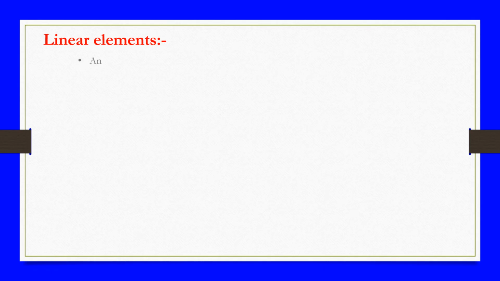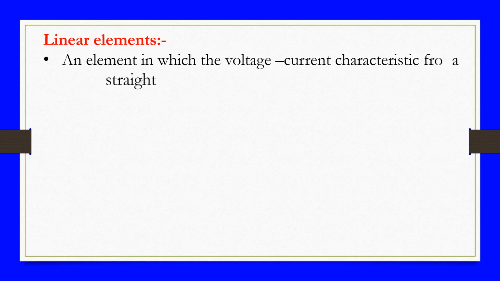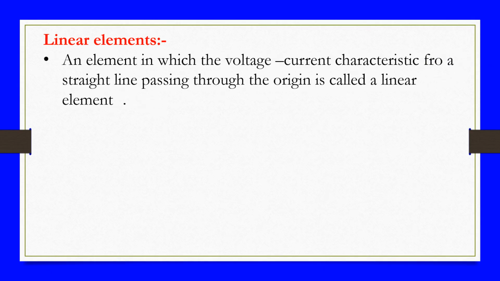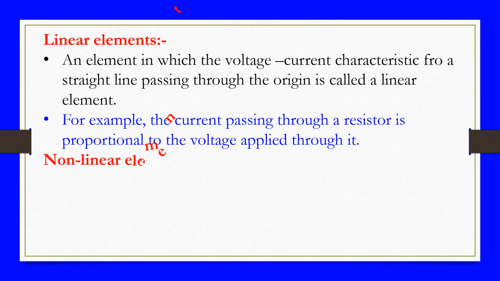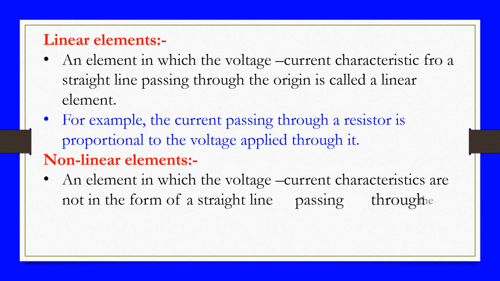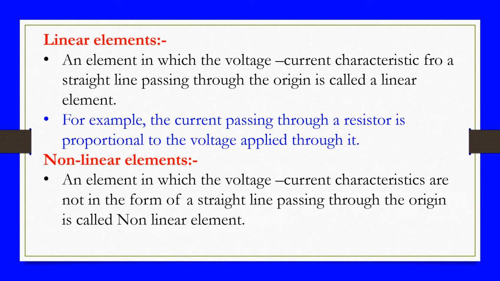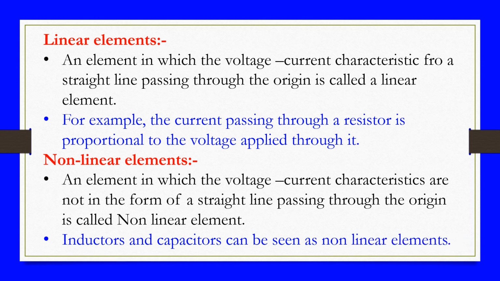Linear elements. An element in which the voltage-current characteristic is a straight line passing through the origin is called a linear element. For example, the current passing through a resistor is proportional to the voltage applied to it. What are nonlinear elements? An element in which the voltage-current characteristic is not a straight line passing through the origin is called a nonlinear element. Inductor and capacitor can be seen as nonlinear elements.